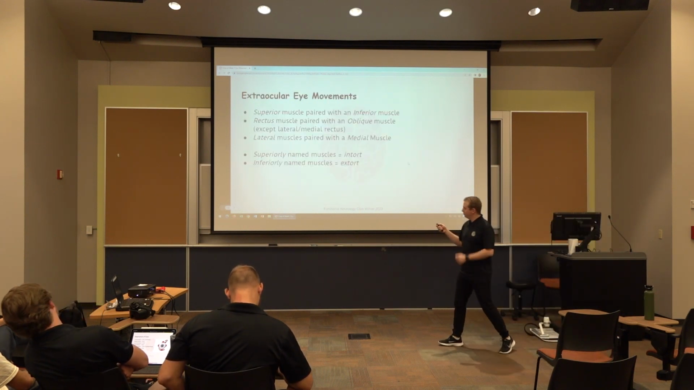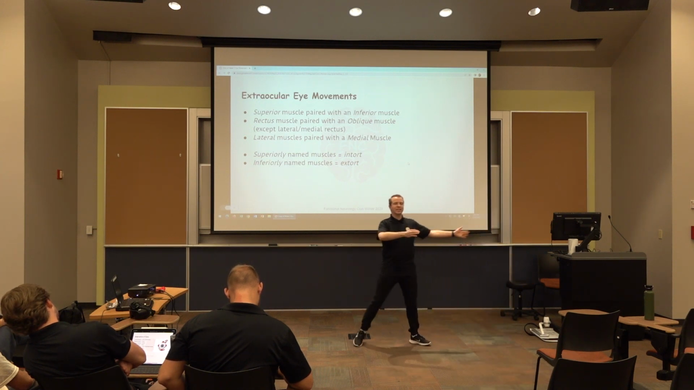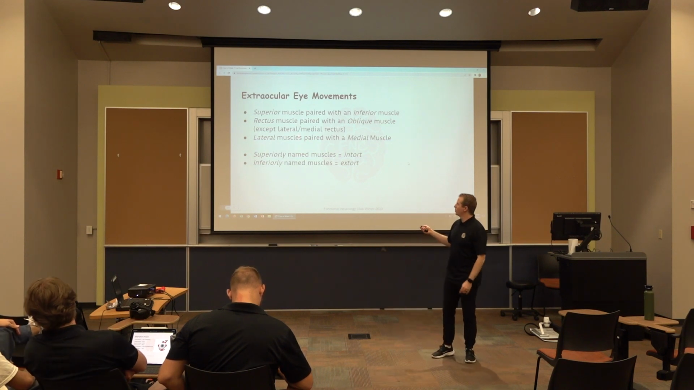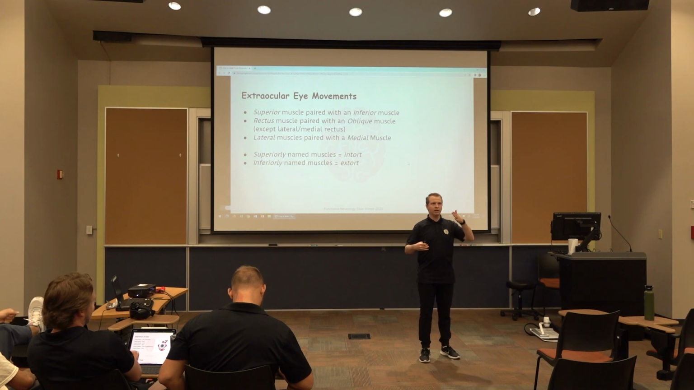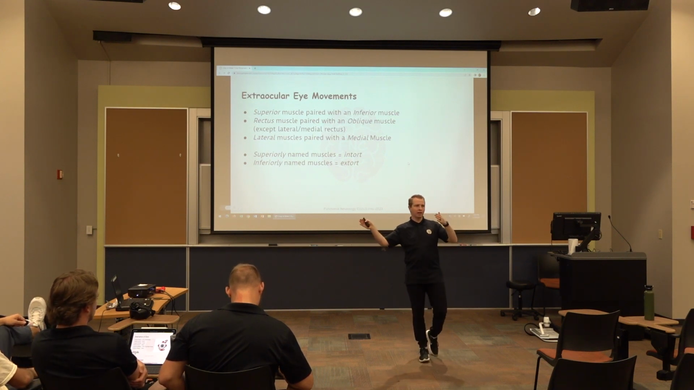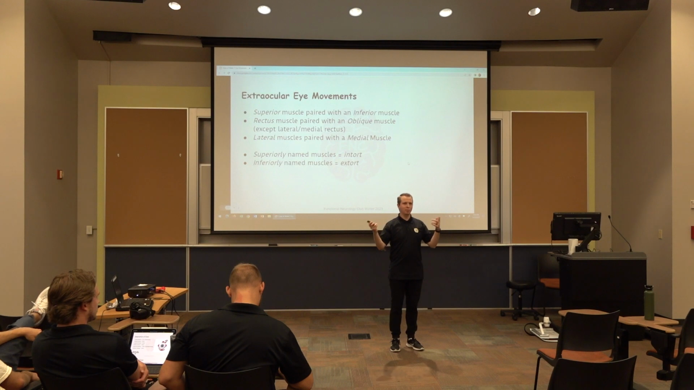Because our eyes are yoked, meaning they move together in the same direction, they're actually going to be doing opposite movements. So as I adduct one eye, I will be abducting the other eye. If you look to your right, one eye is looking out and one eye is looking in, or the opposite.